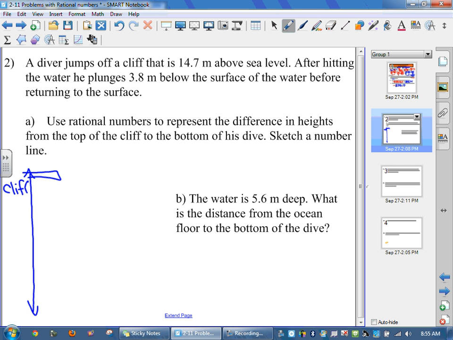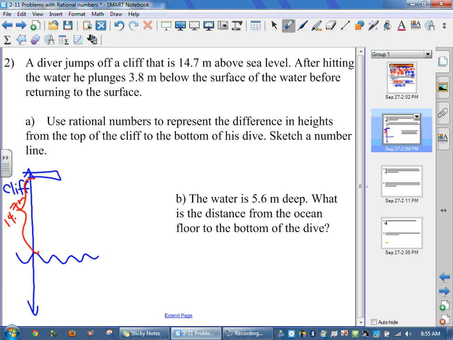Okay, here's my cliff. Here's my water. Now, how high is that cliff? How high above sea level? So how high above the water is that cliff? Good, 14.7 meters. So this is 14.7 meters. Okay? How low does he go in the water?